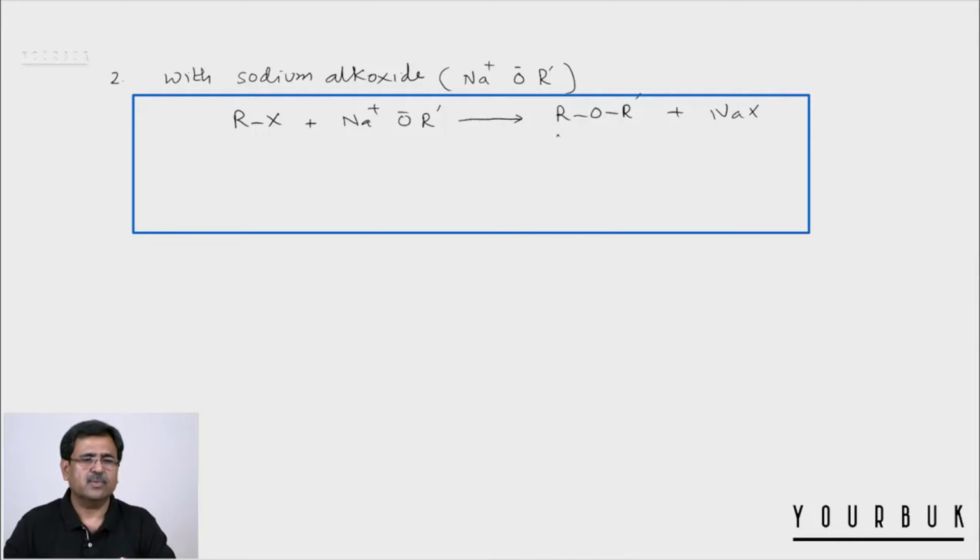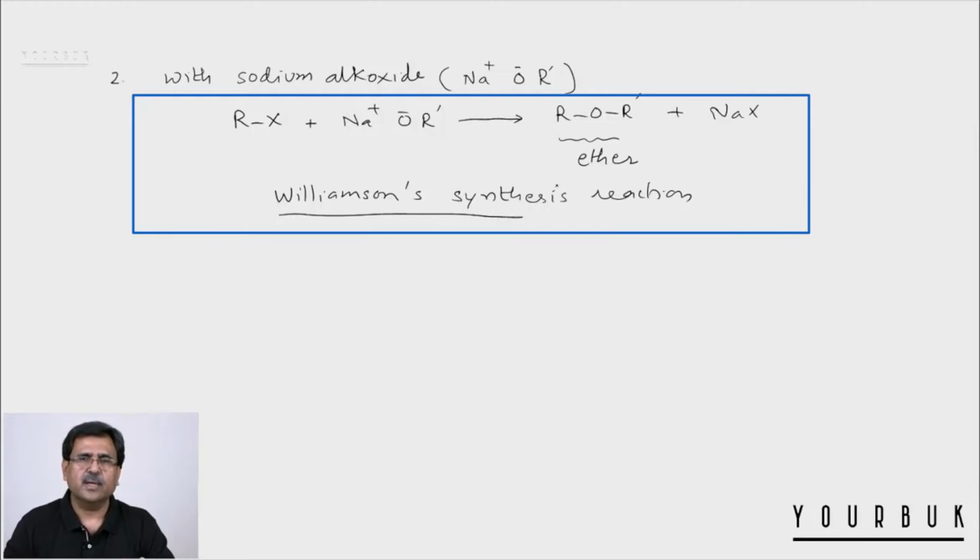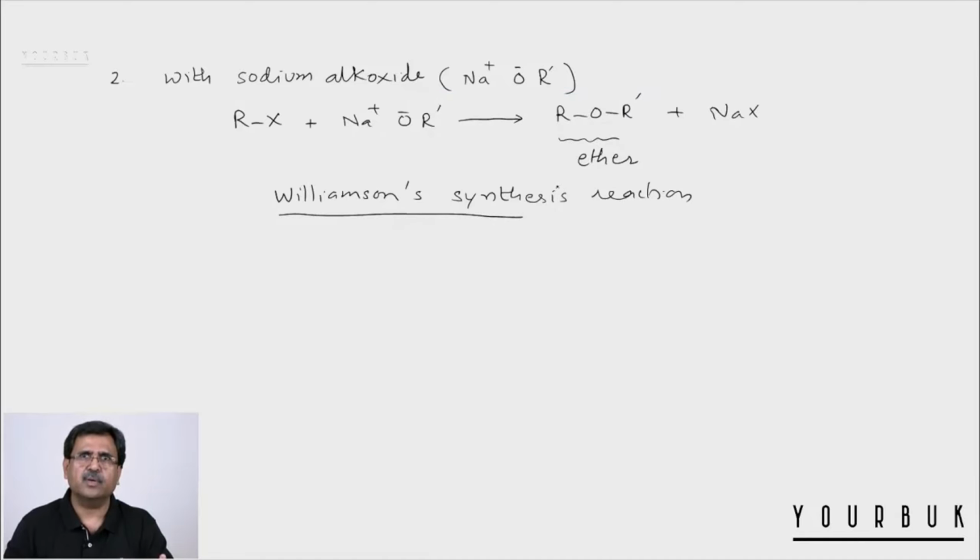Now this ROR dash functional group is called ether functional group. And this method of preparing ethers by reacting haloalkane with sodium alkoxide is called Williamson's synthesis reaction. This is the best method to prepare any type of ether. Any type of ether means ethers having two similar alkyl groups or different alkyl groups.